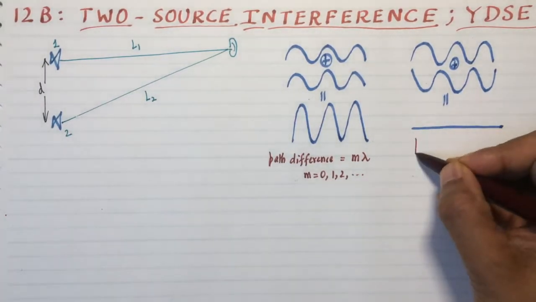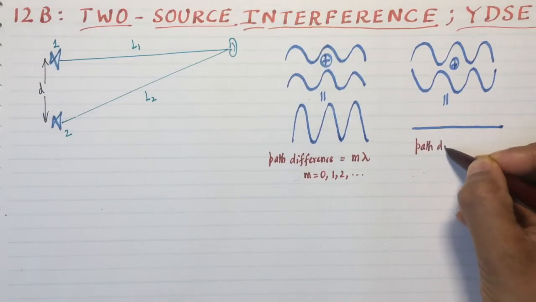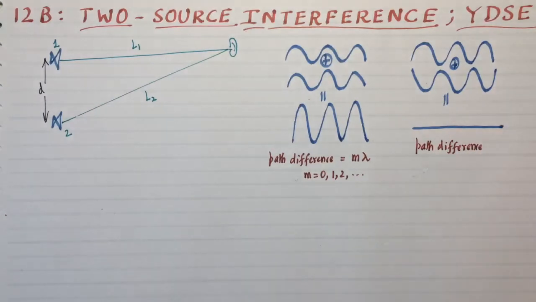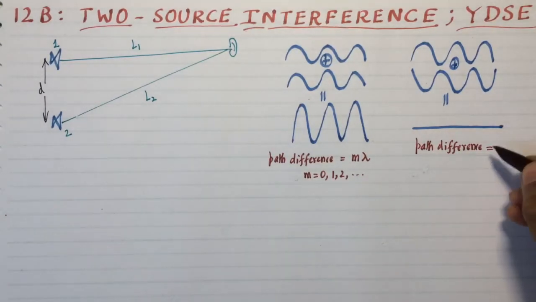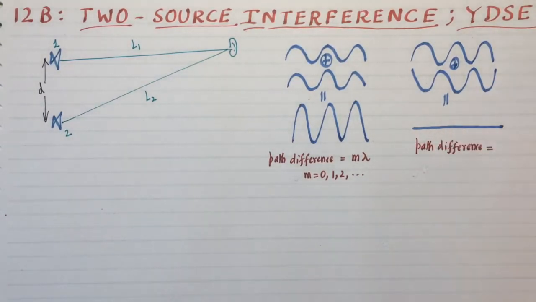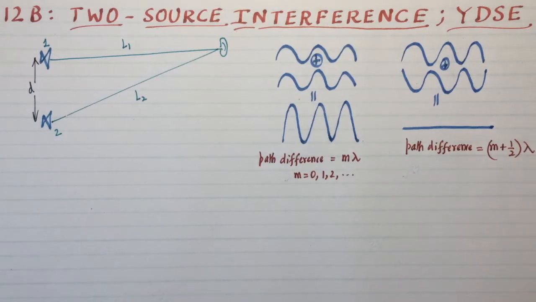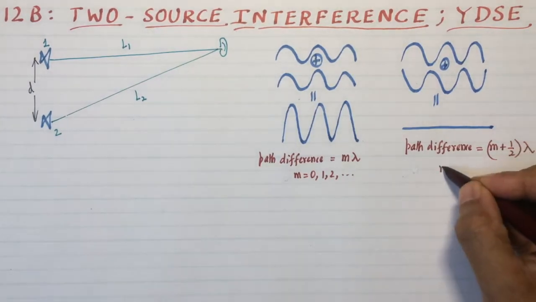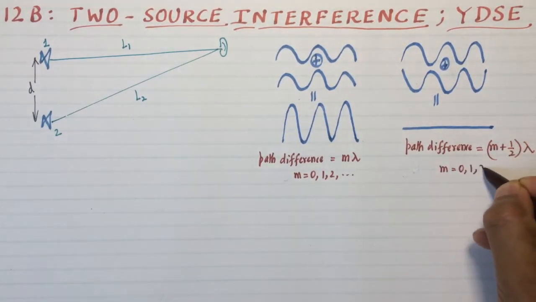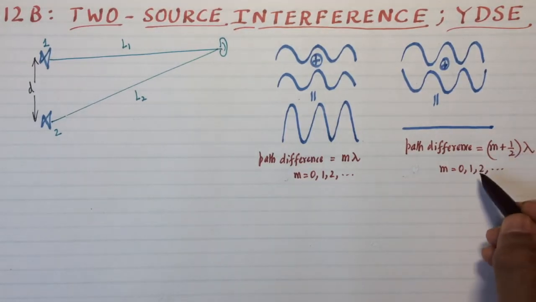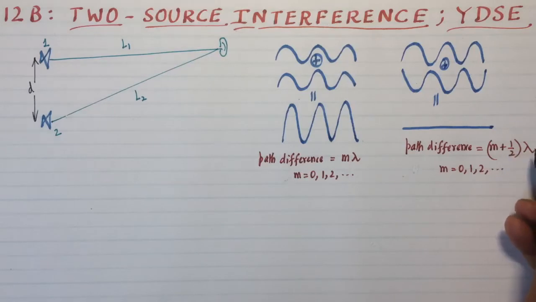Here, the path difference, they're offset by half a wavelength. So the most fundamental path difference is half a wavelength. But you can also have half a wavelength plus a whole wavelength. So here it will be (m plus a half) lambda, for the same m's. So for example, if m equals 0, I get 1/2 lambda. If m equals 1, I get 3/2 lambda. All these look just like that.